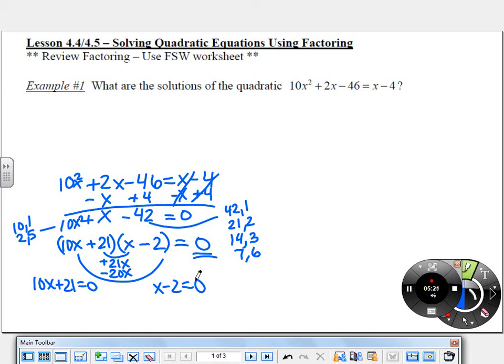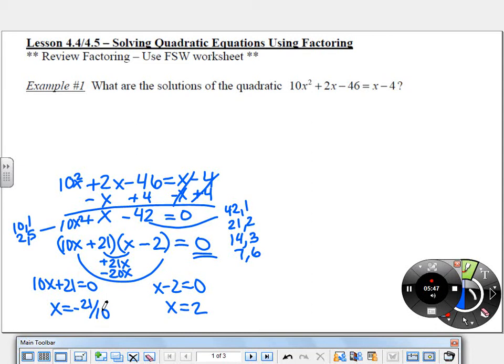One x value makes the first factor equal to 0, and one x value makes the second factor equal to 0. So either x can equal 2, or x can equal negative 21 over 10. If you plug either of those x values into the original equation, or into this factored form, it's going to make one of these factors equal to 0. It doesn't really matter what the other one is, because once you multiply it all out, you're going to get 0.